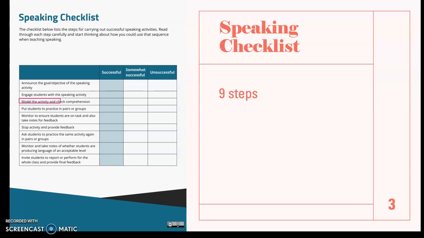3. Model the activity and check comprehension. Remember that when you model, you have to show or demonstrate how students would work in pairs or groups. When you check comprehension, you can ask your students, "What are you going to do?"